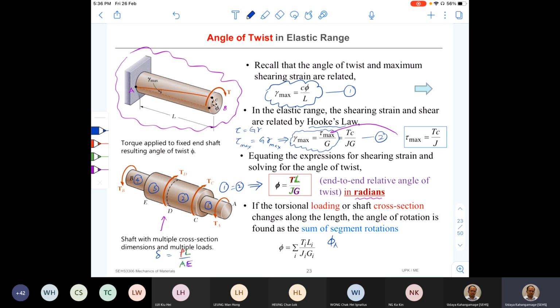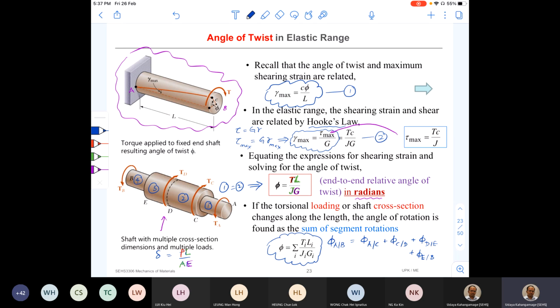Phi of A with respect to B is equal to phi of portion 1, phi of A with respect to C, that is the angle of twist of portion 1 with respect to C, plus phi of C with respect to D, plus phi of D with respect to E, plus phi of E with respect to B. So this is how we find out the total angle of twist. A compact version of the same equation is this.